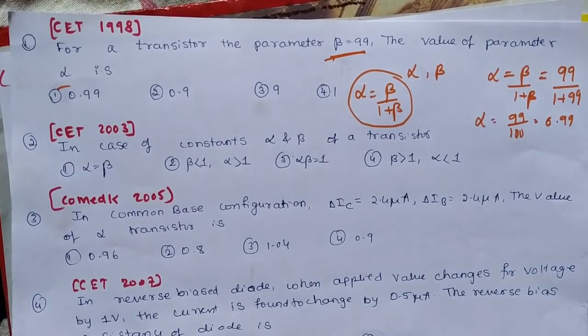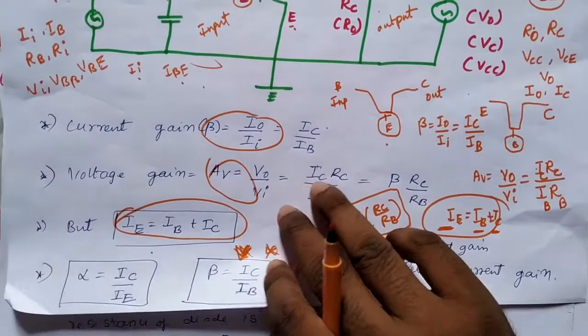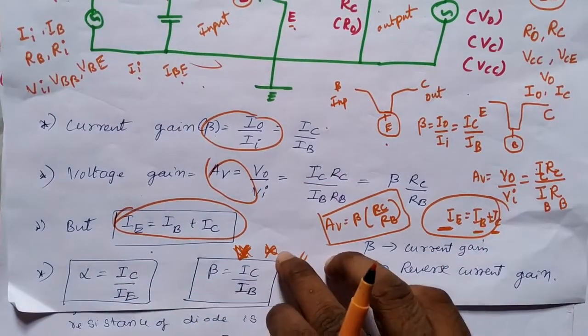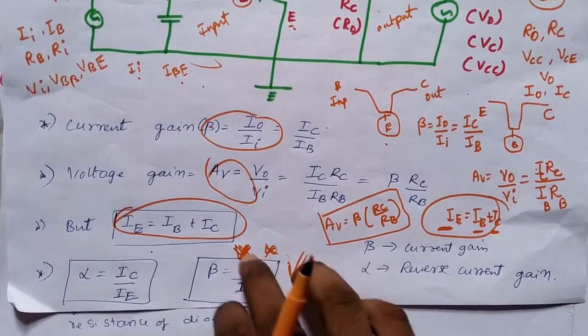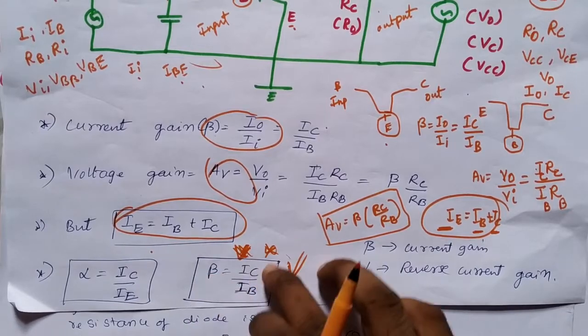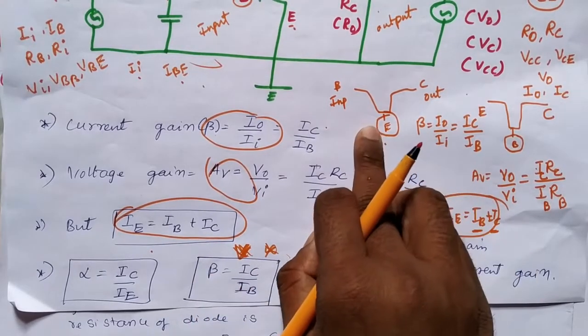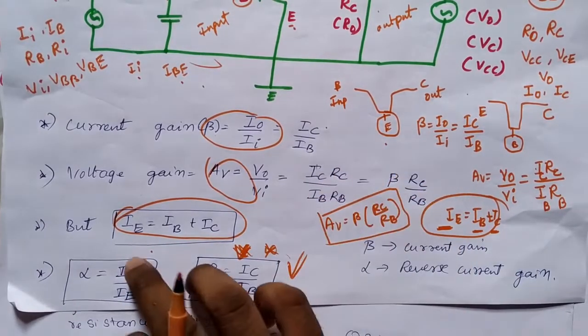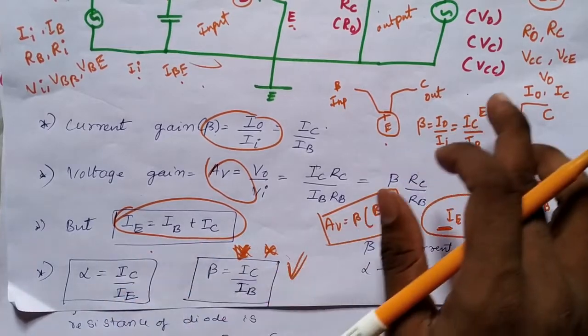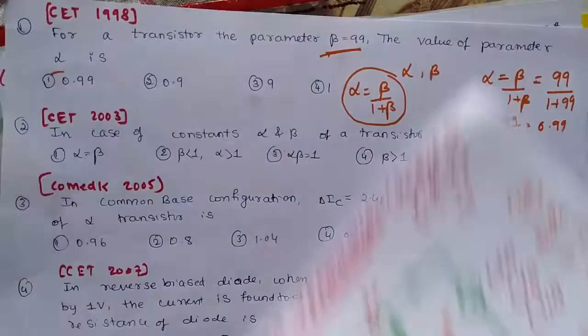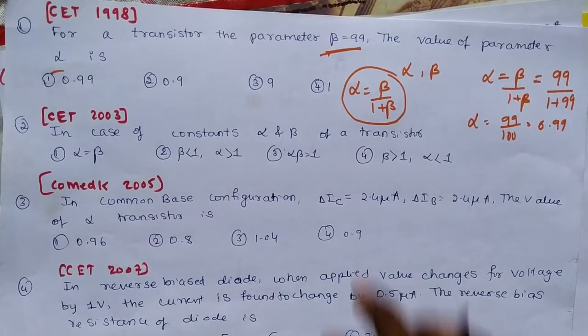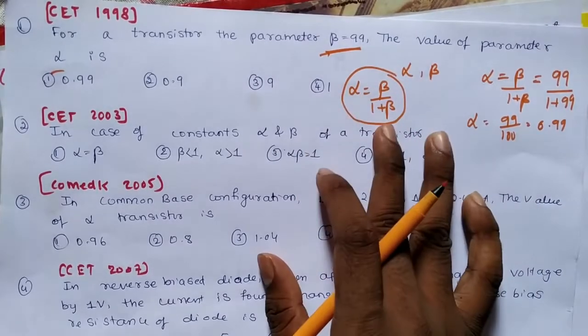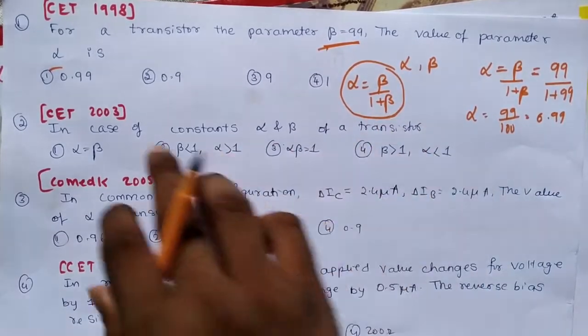Sir, what is alpha and beta? See, we have seen here alpha is IC by IE and beta is IC by IB. Beta is related with the common emitter transistor, and alpha equal to IC by IE is related with the common base kind of transistor. Okay, this is the alpha and beta relation. Alpha is equal to beta by 1 plus beta.